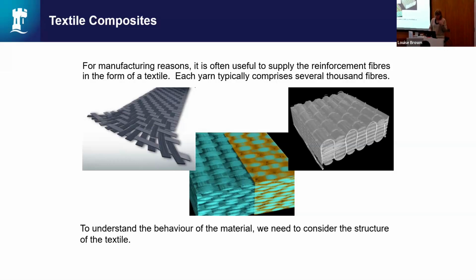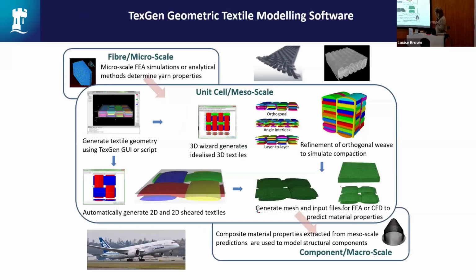So where does TexGen fit into that? So this is my sort of standard TexGen slide. Essentially, we use TexGen to model the material on what we call the mesoscale. And typically you model a unit cell because then you can apply periodic boundary conditions and you can predict material properties: Young's modulus, Poisson's ratio, coefficient of thermal expansion, that sort of thing.